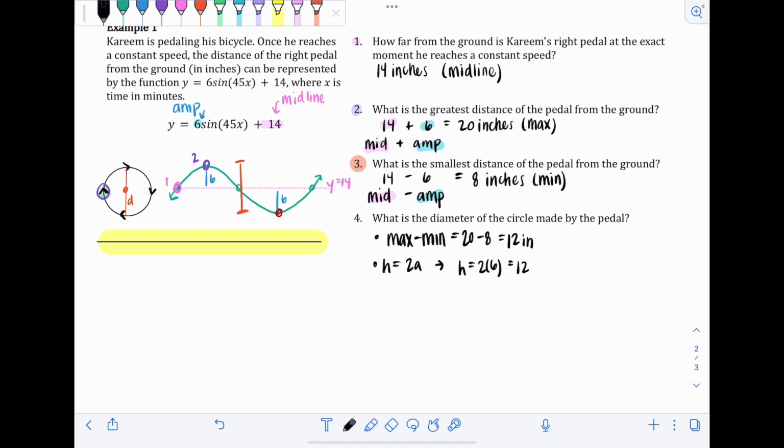And you get the same answer either way. There are just a few different ways to look at it. You can really just go with whichever way sticks in your head the most and makes the most sense to you. That's the method that you should use. So the height of the circle is the distance from the top to the bottom of the wave, or it's 2 times the amplitude. Same answer either way. So our diameter of the circle ends up being 12 inches.